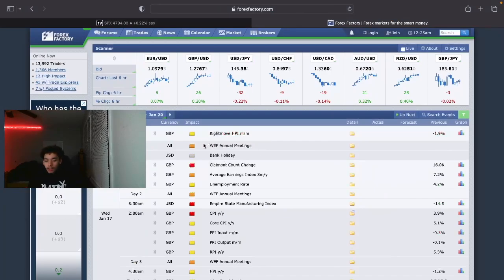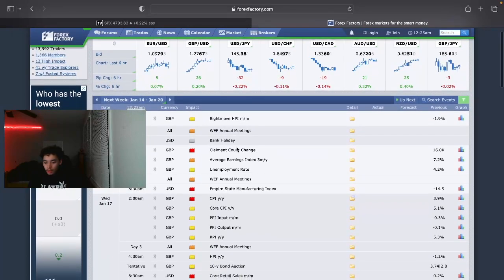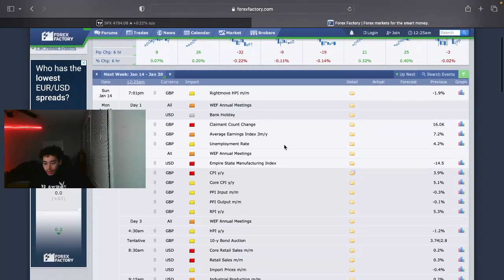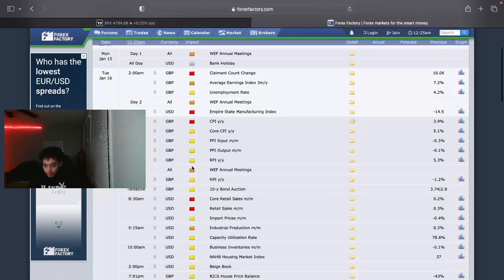Monday, I'm only looking at USD and GBP pound news, just because I don't really trade U.S. currencies anyway. So, what is going on Monday? I don't know. I'm not trading Monday because it's a bank holiday. Usually, there's no volatility in the market. And then Tuesday will be good to trade. And then Wednesday will be good to trade.